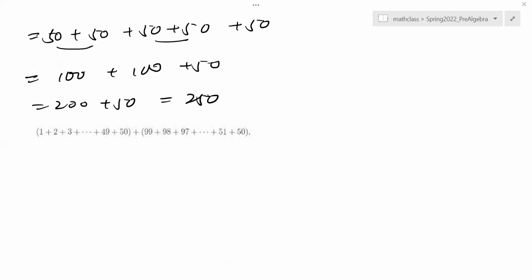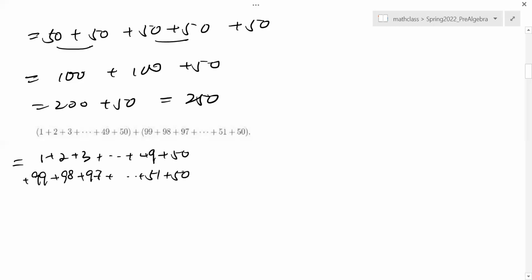All right, so let's take a look at this problem. It's 1 plus 2 plus 3 all the way to 50, then 99 plus 98 plus 97 all the way to 50. So what I'm going to do here is regroup them. Maybe we can try it like this: 1 plus 2 plus 3 all the way to 49 and 50, and then 99, 98, and start a new line.